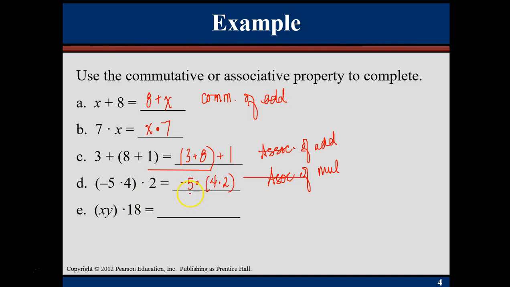Notice that the negative 5 was still up front. I didn't move it to the back. If I changed it to 4 times 2 times the negative 5 at the end, I would have used both properties. I could change the associative property here as well and say x times y times 18. I could also use the commutative property, though, if I wanted to, and say 18, and then times x times y, and take that whole grouping at once.